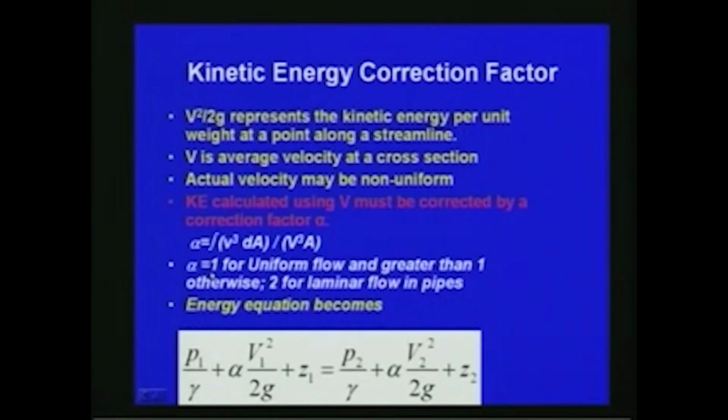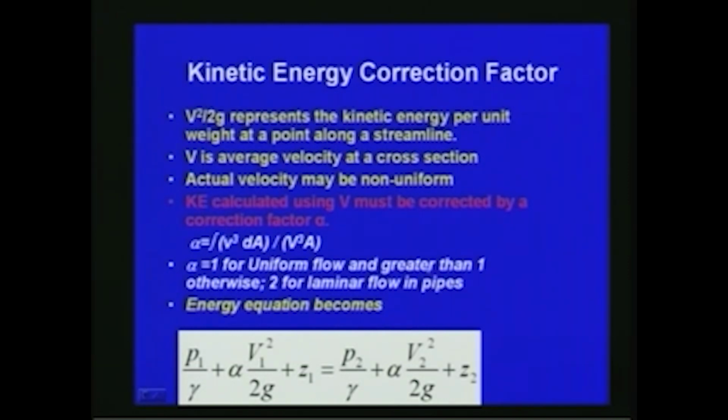If you consider the flow to be uniform, then alpha is equal to 1, so there is no need of this correction. For all other forms, that means non-uniform flow conditions, it will be greater than 1, and for laminar flow in pipes, we can derive that it is equal to 2.